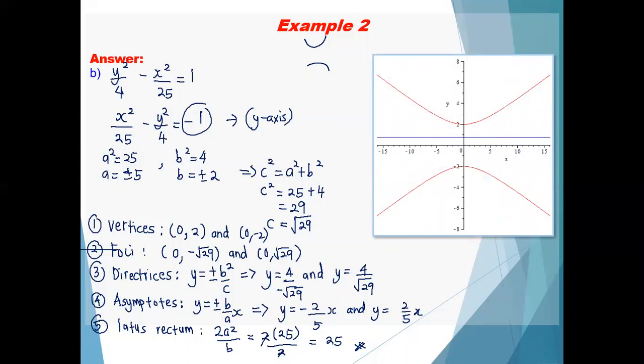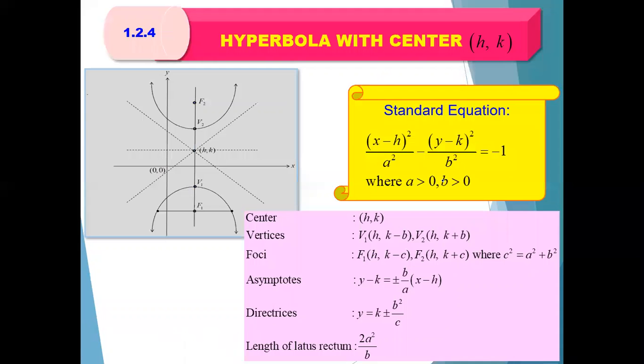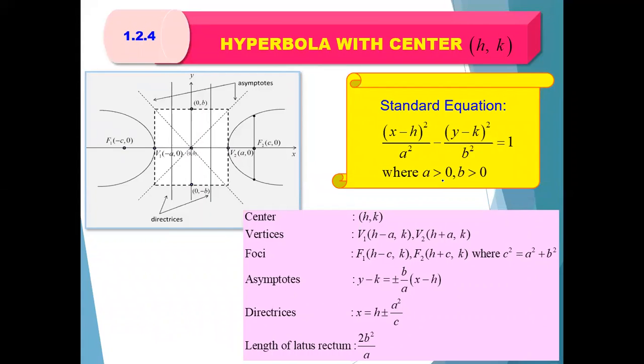Right, so sketch the graph. So this is how the graph looks. Its vertices are at 0, 2 and 0, -2. Okay, and then we move to the hyperbola with center at (h, k). It is the same, except we have h and k. This one you have to memorize, by hook or by crook, on your own. So make a small note, summarize all of this.